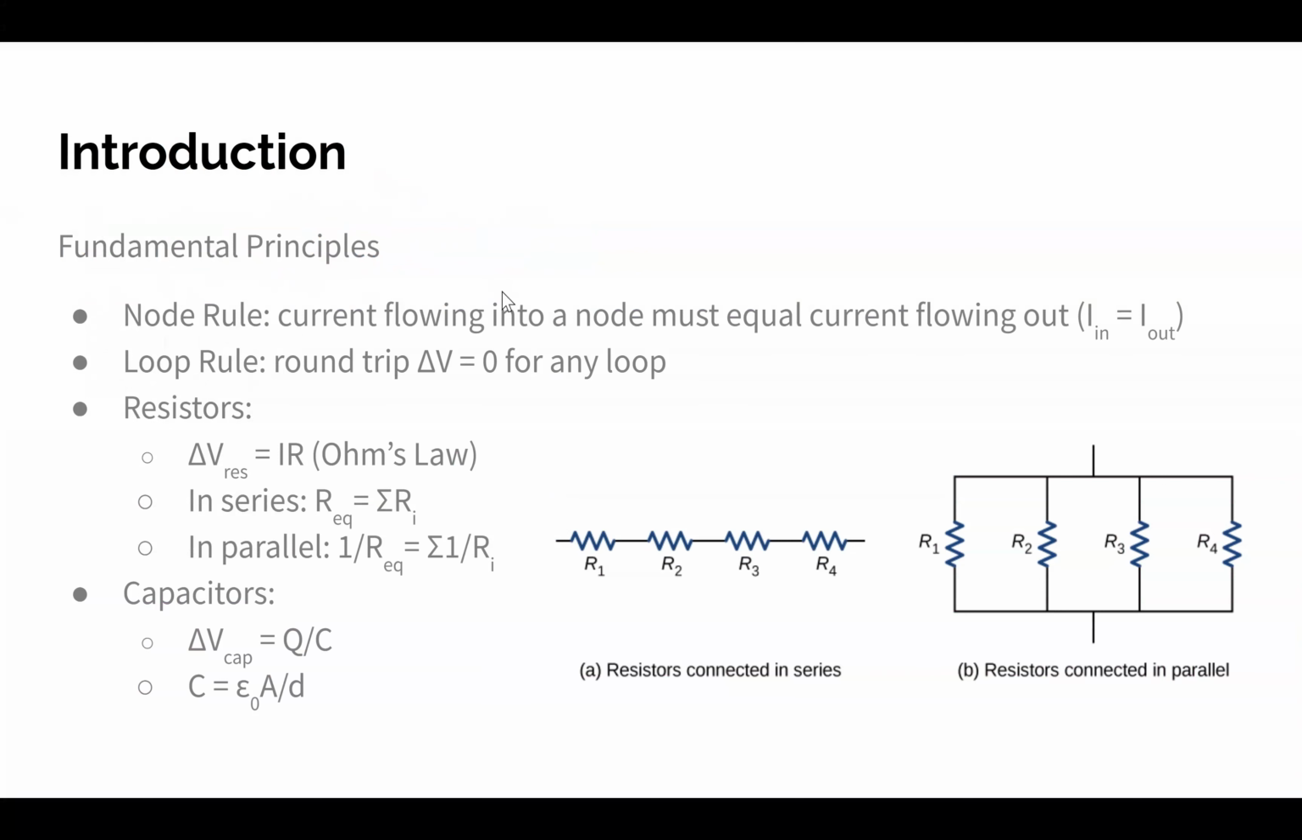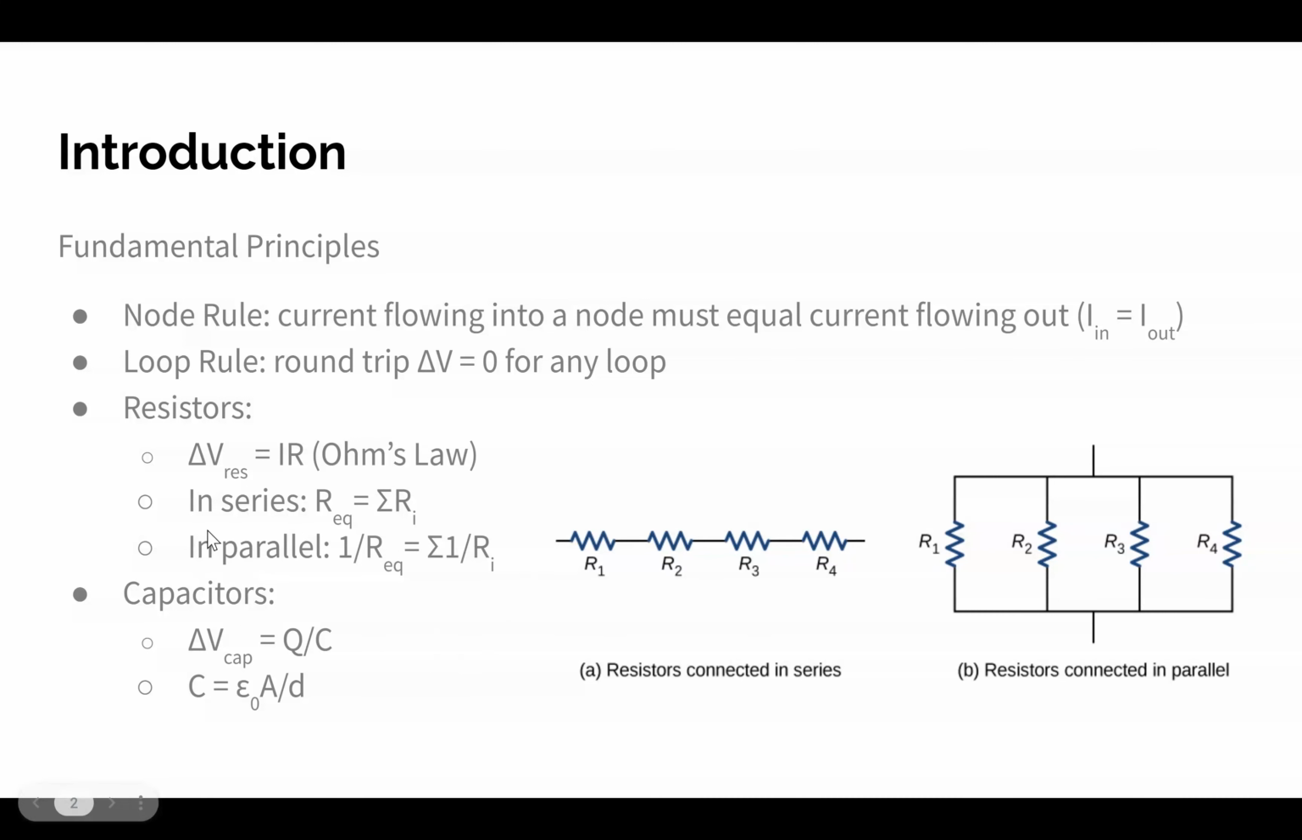So some fundamental principles I use in this lab are the node and loop rules, which say that the current flowing into a node must equal the current flowing out, and the round trip change in potential energy must equal 0 for any loop. And I also use Ohm's law, which states that the delta V for resistors is equal to current times resistance, and in series, the total resistance is equal to the sum of each resistance. And in parallel, the reciprocal of that is equal to the sum of the reciprocal of each resistance.